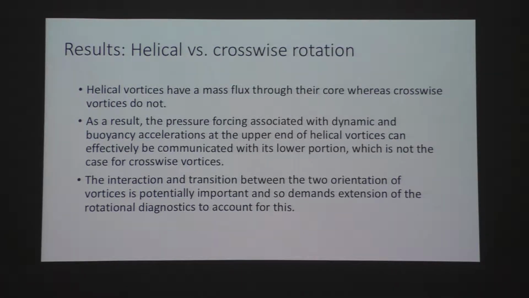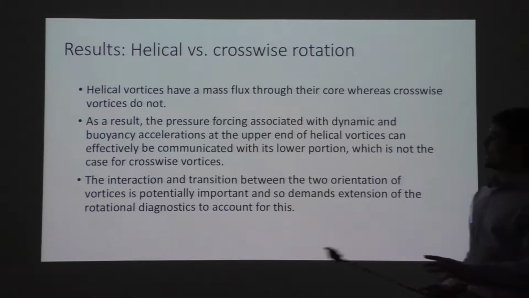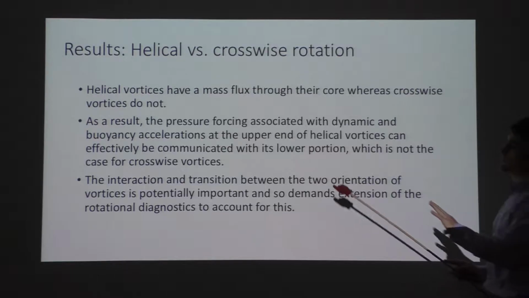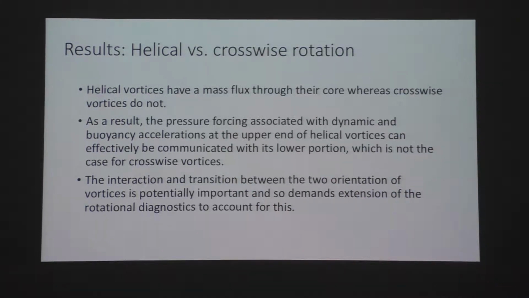So, as we discussed, helical vortices have mass flux through their vortex cores, but crosswise vortices don't. As a result of this difference, the pressure forcing associated with accelerations at the upper end of a helical vortex can be communicated down to the lower portions of the vortex through the mass flux through the vortex. Whereas this process does not occur, or at least not very efficiently, in a crosswise sense, because there is no mass flux or flow penetration into the vortex.